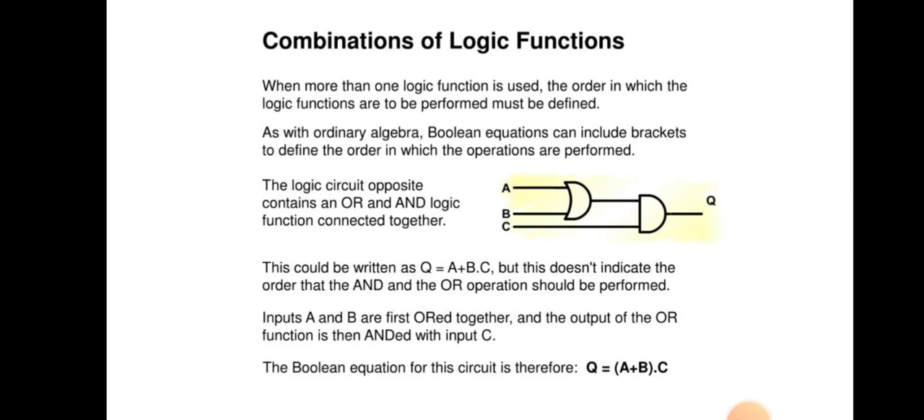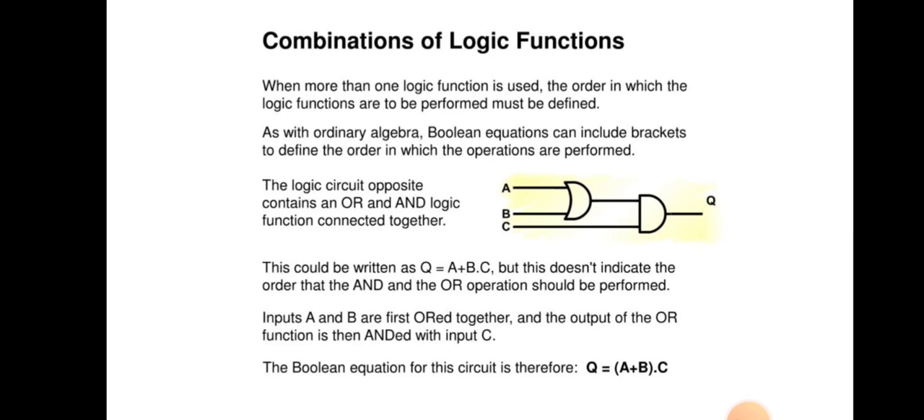As with ordinary algebra, Boolean equations can include brackets to define the order in which the operations are performed. Okay, so you have studied BODMAS in mathematical operations. In that, the first letter B stands for bracket. It means while solving a particular equation, you have to solve the bracket initially, means the first priority is given to the bracket, then addition, and then the other operations. So similarly, in Boolean algebra also, while solving the circuit, there is a particular method. So we will see this in these combination logic functions.